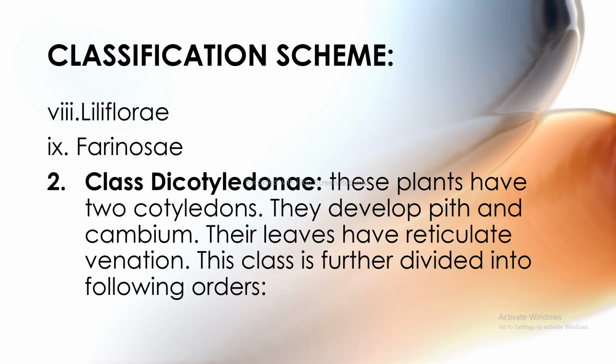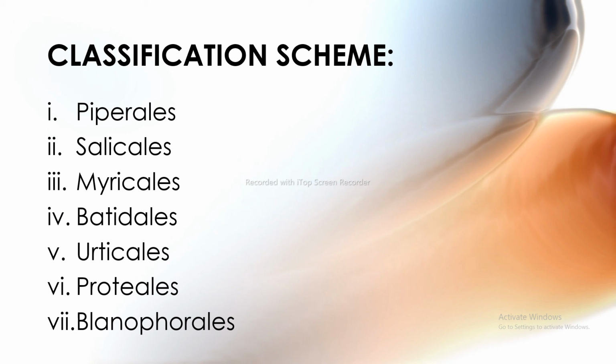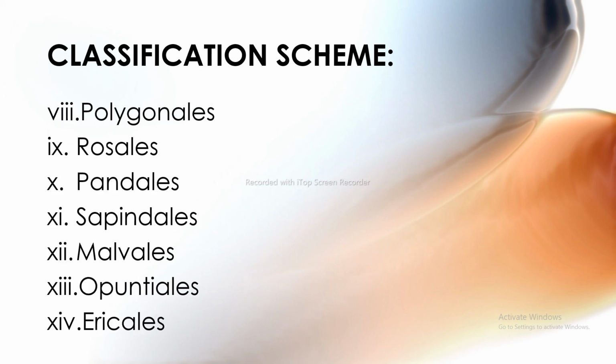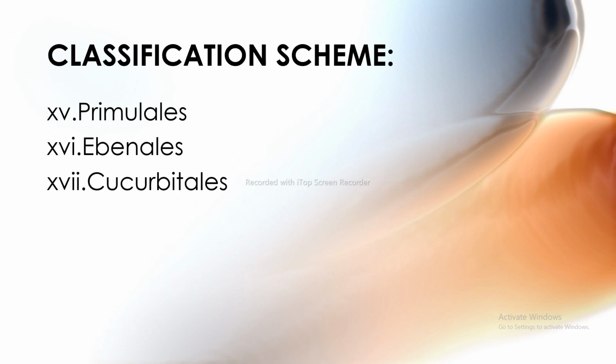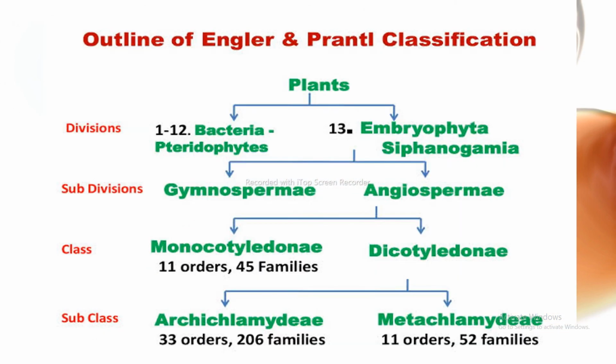They develop pith and cambium. Their leaves have reticulate venation. This class is further divided into the following orders. First order is Piperales, Salicales, Myricales, Balanopsidales, Urticales, Proteales, and Balanophorales. Next is Polygonales, Rosales, Pandales, Sapindales, Malvales, Opuntiales, and Ericales, Primulales, Ebenales, and Cucurbitales. This is the outline of the Engler and Prantl classification.